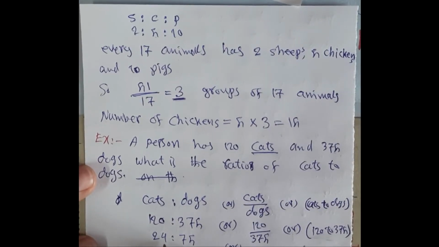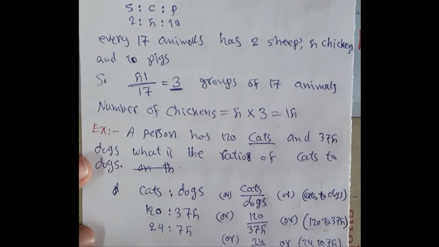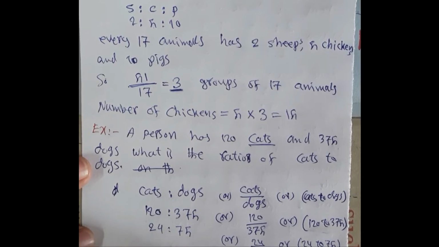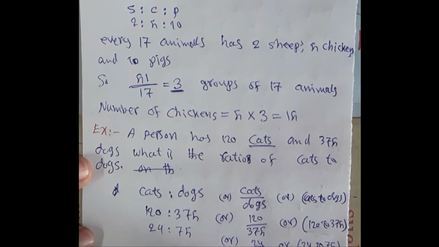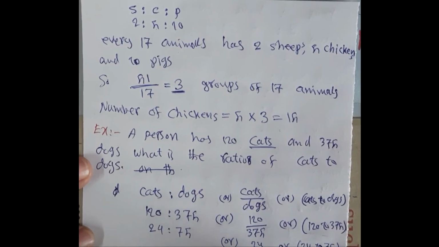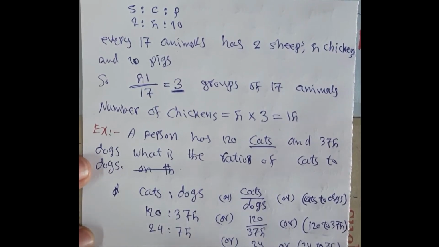Again, we can divide these two numbers by 3. 24 divided by 3 is 8, colon, 75 divided by 3 is 25. Or 8 over 25, or 8 to 25. It is the solution of this example.